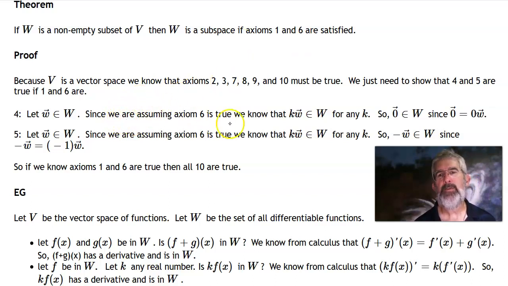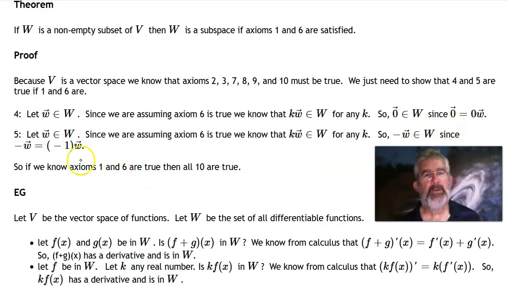So if axiom 6 is true, we know that k times W is in W for any k. We know that it's closed under scalar multiplication. So I'm going to say that 0 is in W because the zero vector is 0 times W. Take 0 times any vector, you're going to get the 0 vector. And since we're closed under scalar multiplication, this 0 times W has got to be in the set, but 0 times W is 0, so the 0 vector is in there.